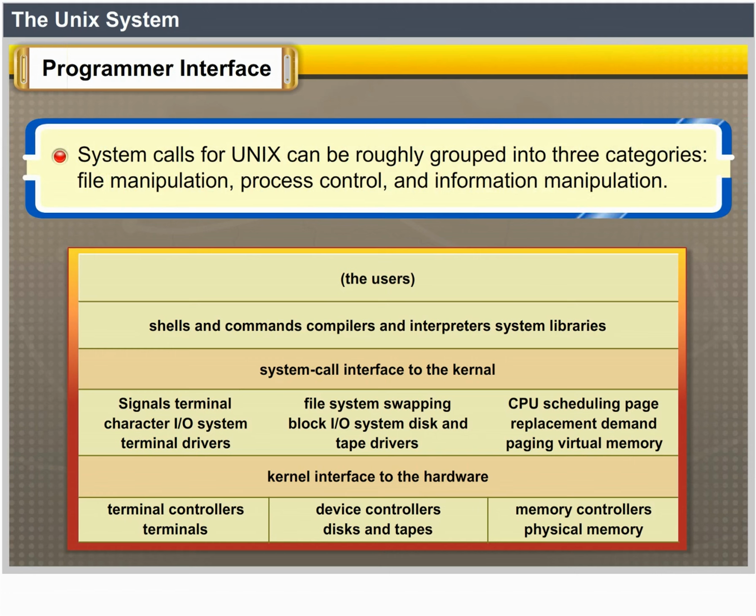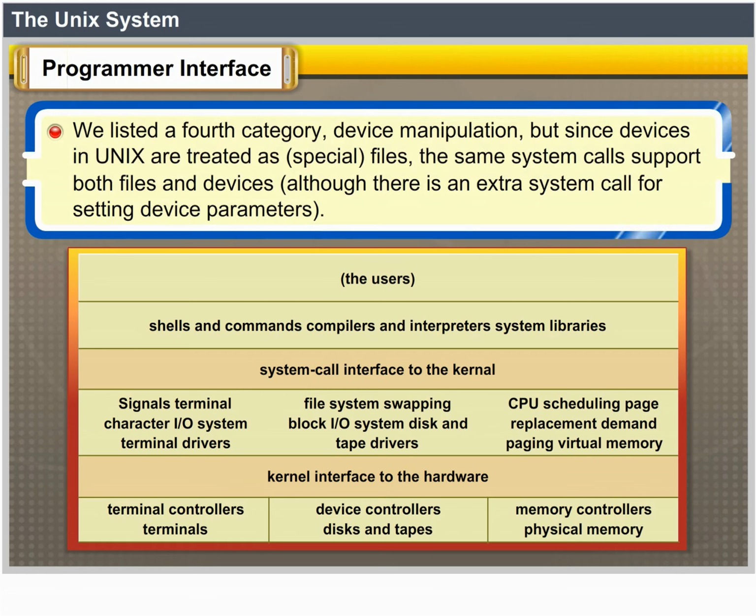This feature is a major reason for the portability of Unix programs. System calls for Unix can be roughly grouped into three categories: file manipulation, process control, and information manipulation. There is a fourth category, device manipulation, but since devices in Unix are treated as special files, the same system calls support both files and devices, although there is an extra system call for setting device parameters.